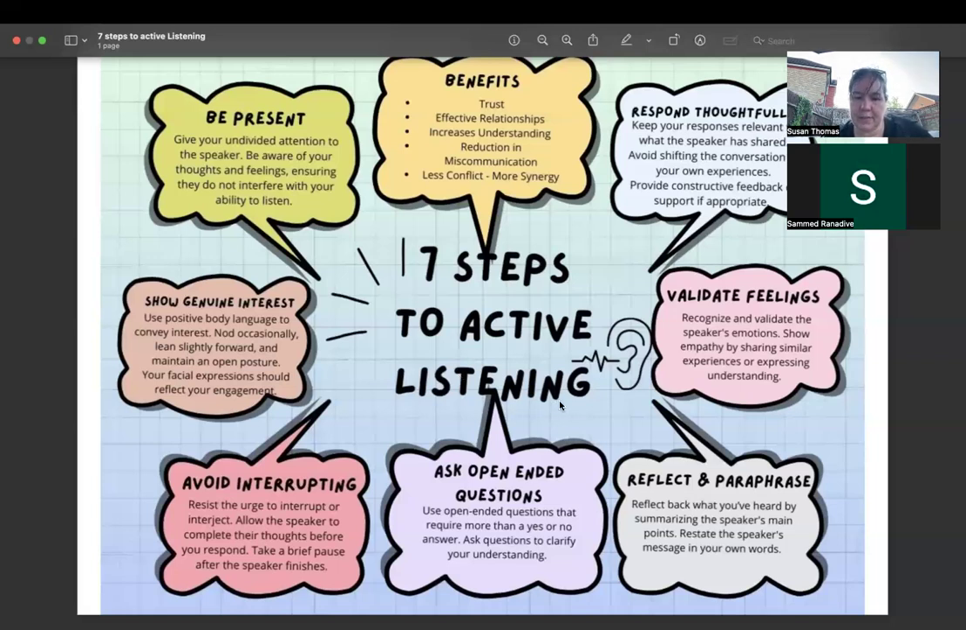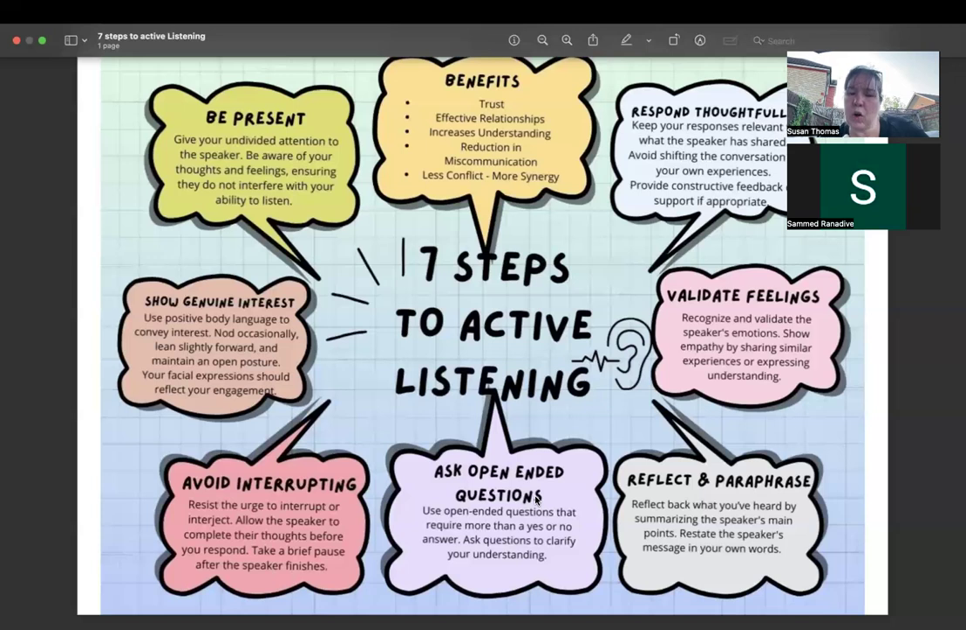Then we need to ask open-ended questions. So things like, how does that make you feel? Tell me more about this. What does that mean for you? But the one caution I have about open-ended questions: try and stay away from any questions that start with why.